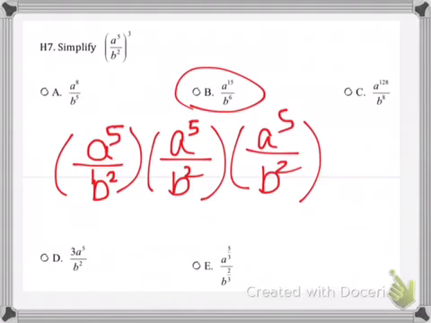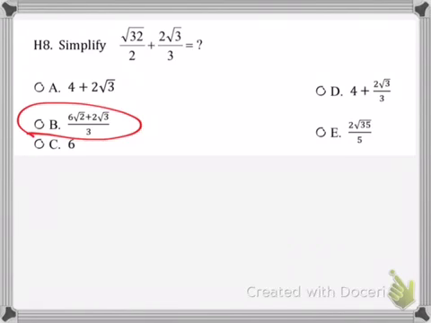Number 7, a to the 5th power, over b to the 2nd power, all to the 3rd power. Remember, a 3rd power means to write it down 3 times. And if we have 5 plus 5 plus 5, that gives me 15. And 2 plus 2 plus 2 is 6. Therefore, my answer is B. Number 8, the square root of 32 over 2 plus 2 square roots of 3 over 3 equals. Simply put that in your calculator and see what your answer is. Make sure that even if it's not in the same order, that's okay. So the answer is B, 6 square roots of 2 plus 2 square roots of 3 over 3.